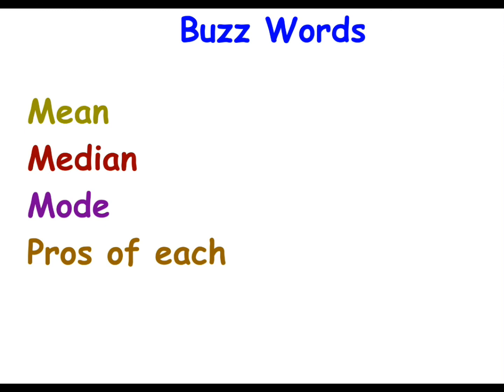So our buzzwords: the mean is the calculated center point. The median is the middle of our data once we've sorted it. The mode is the data that appears the most often, and we should know the pros and cons of each, particularly the pros. So the pros of the mean is it uses all the data. The pros of the median is it removes outliers, and the pros of the mode is it's easy to find.